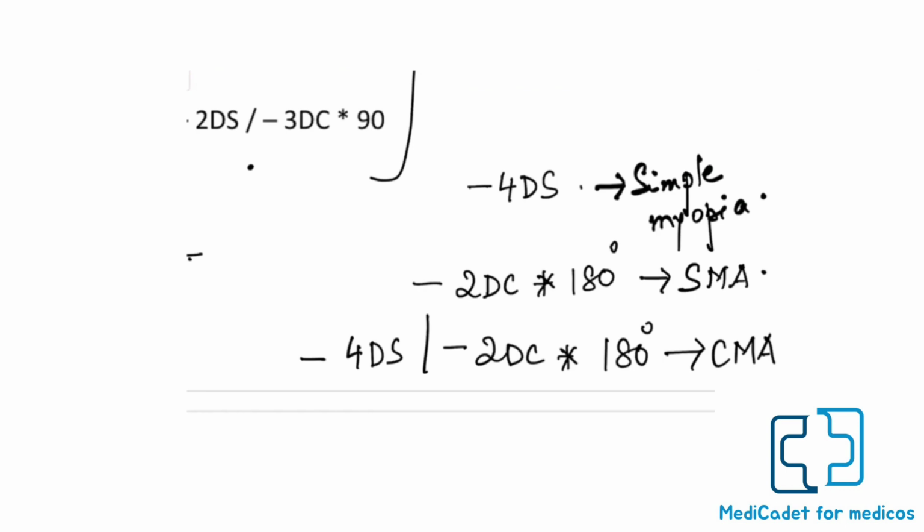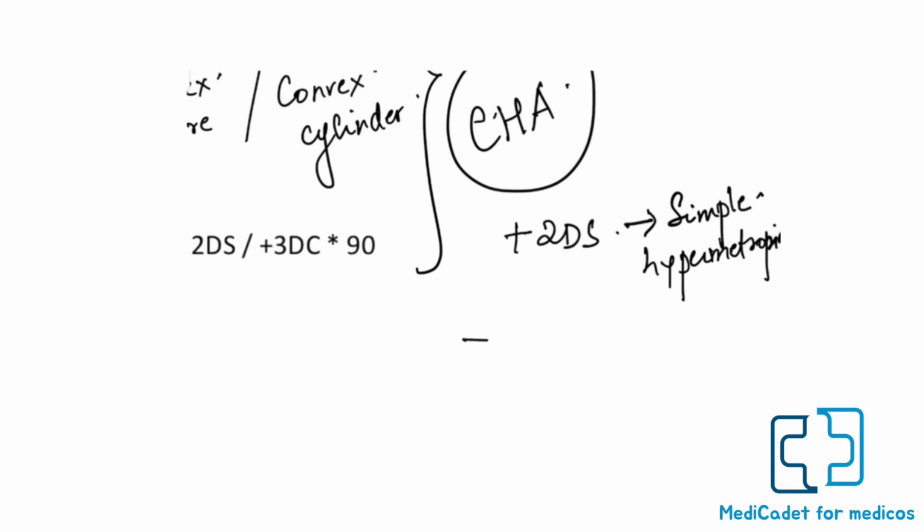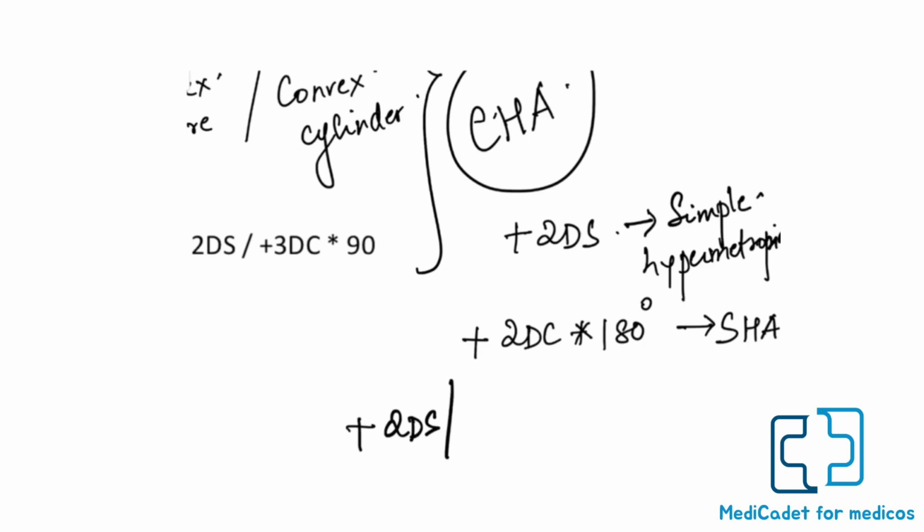The same can be extrapolated to plus also. So suppose I write plus 2 diopter sphere. What is this? This is a simple hypermetropia. Now if I write plus 2 diopter cylinder at any axis, say 90 or 180, what is this? This is a plus cylinder only, so this is SHA. Now if we have a prescription where there is both, plus 2 diopter sphere and plus 3 diopter cylinder at any axis, 90 or 180, this prescription has both a plus sphere and a plus cylinder, so this is CHA, compound hypermetropic astigmatism.